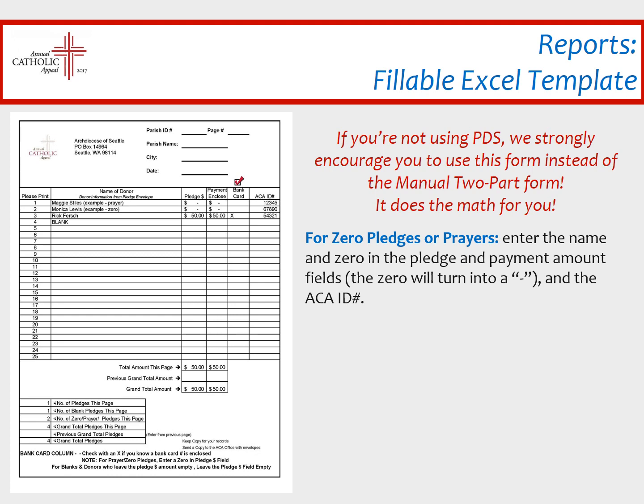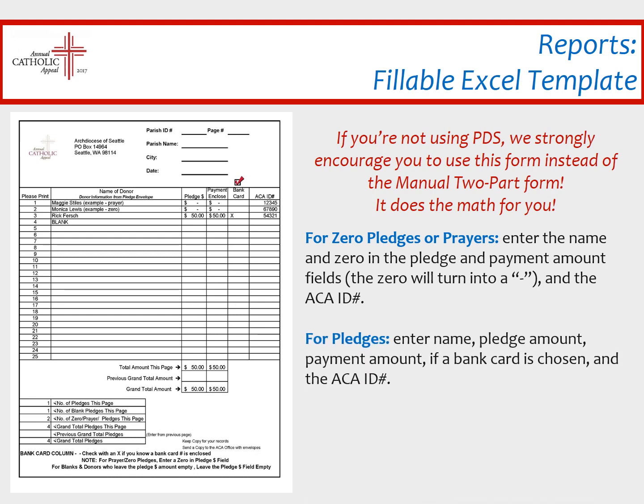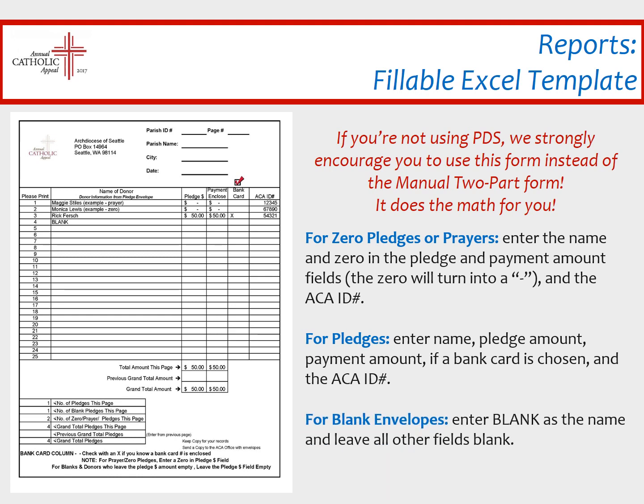So for zero pledges or prayers, enter the name and then zero in the pledge and payment amount fields, and the zero will turn into a dash, and also enter the ACA ID number. For pledges, enter the name, pledge amount, payment amount, if a bank card is chosen, and the ACA ID number. And for blank envelopes, enter blank as the name and leave all other fields blank. Examples of these are in the screenshot to the left.